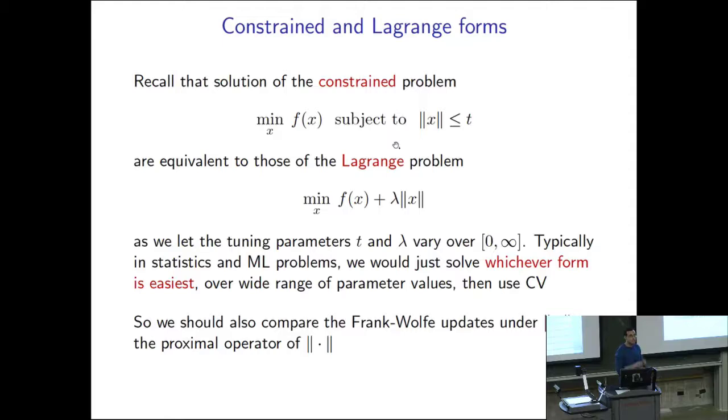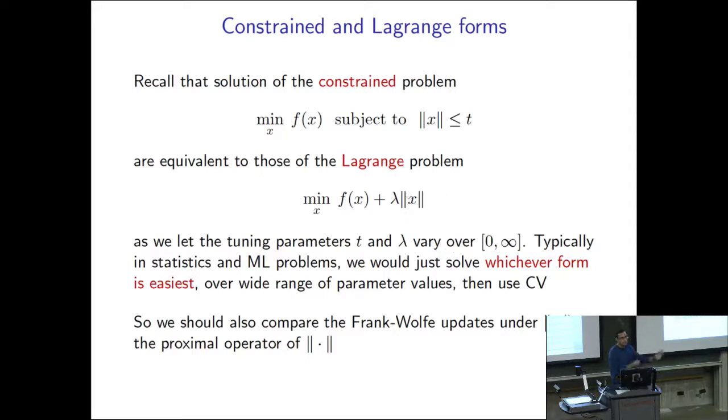And you'd be doing something like cross-validation at the end in order to determine which solution you like the most, or some other method. What you would do in practice is, if this was hard, you'd rather just solve this over a range of lambdas. And then I would choose, again, the best solution via cross-validation or some other means. So maybe from an ML and stats point of view, we should really be comparing Frank Wolfe to either projected gradient or proximal gradient, where we use the proximal operator of this norm, depending on which one was easier.